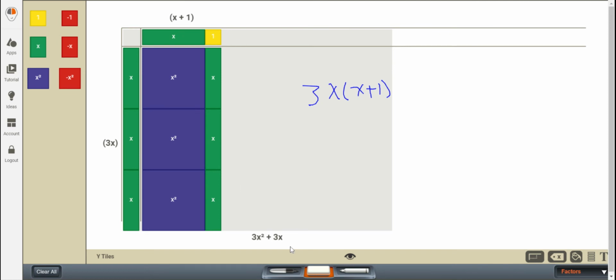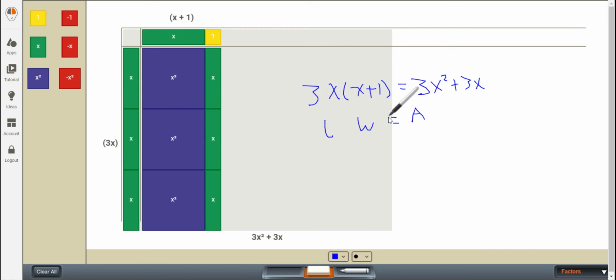And now I have my answer, which is, just by reading this, 3x squared plus 3x, which is what we have right here. So we can think of the length being 3x, the width being x plus 1, and then the area being this expression, 3x squared plus 3x. Excellent.